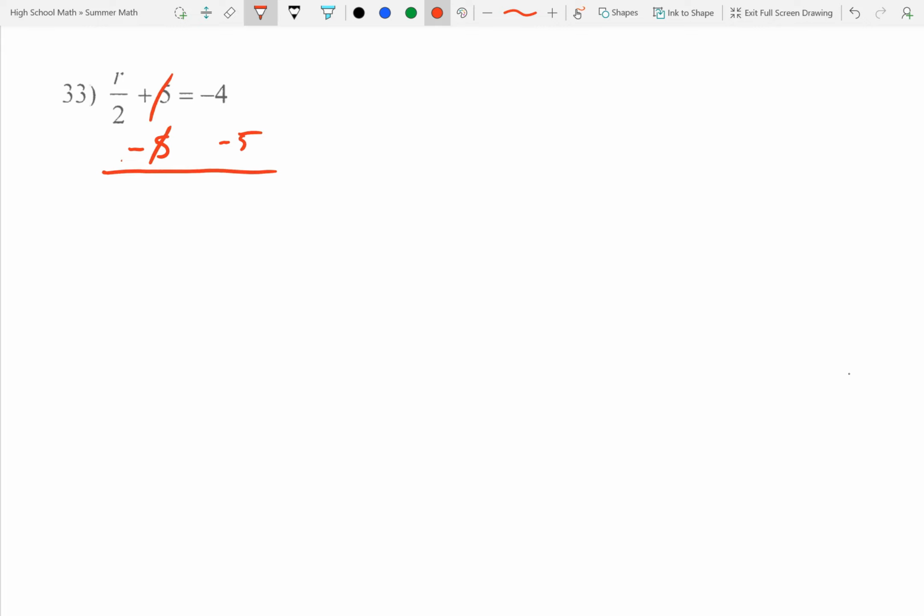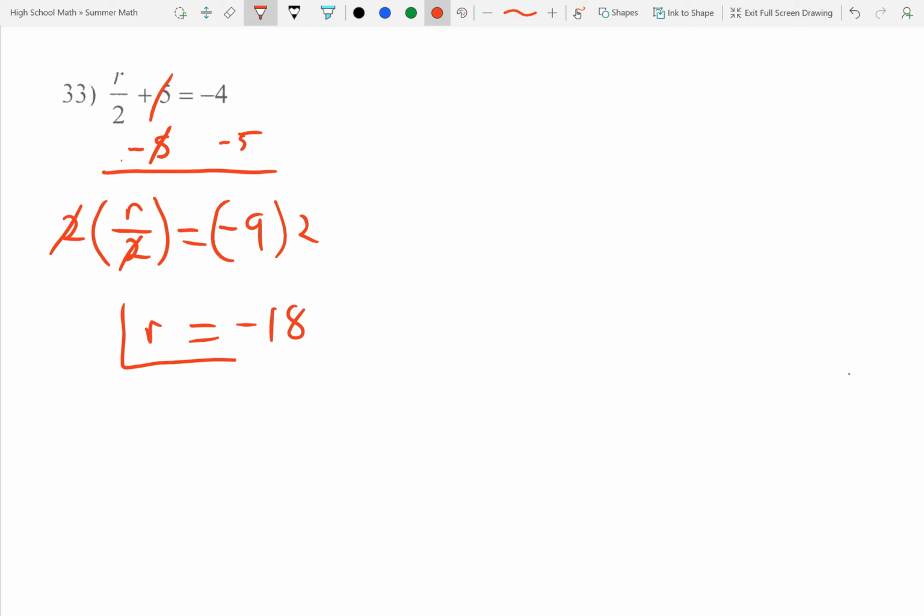Plus 5 and minus 5 sum to 0, leaving r over 2. Negative 4 and negative 5 will be a negative 9. I want to get down to my r. It's r divided by 2. The inverse of division is multiplication. Multiplying by 2 on the left and the right. 2 divides with 2 to leave 1r. Negative 9 times 2 is a negative 18.